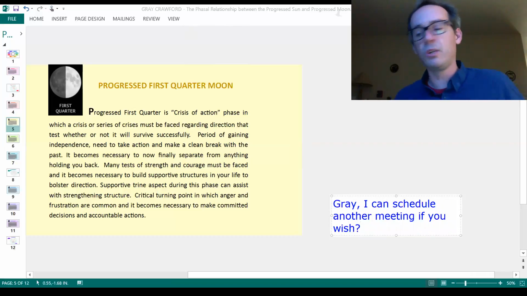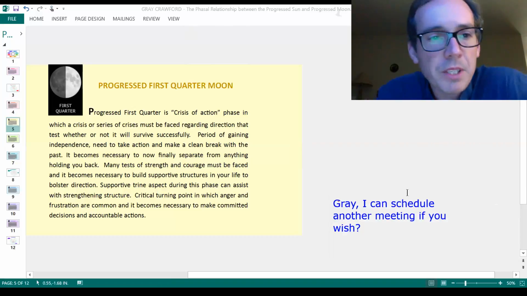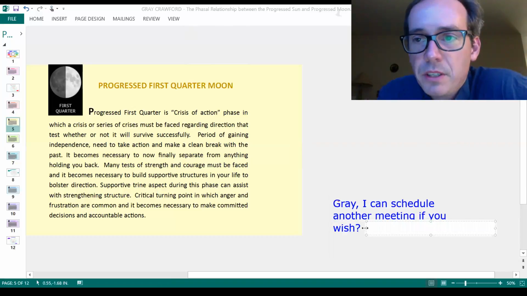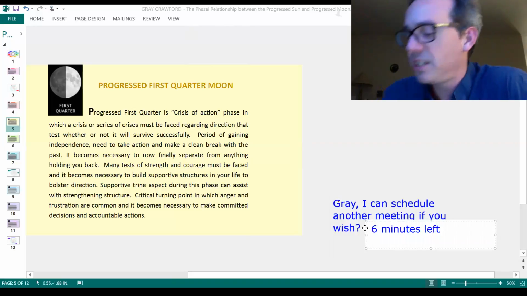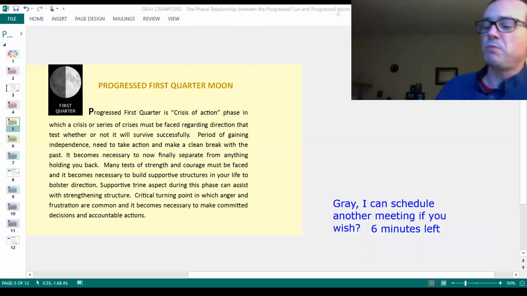So we can then go into the gibbous moon phase. I don't know how much time we have left actually. We might be okay. So let's go into the gibbous phase. We can maybe get up to just the full moon today.